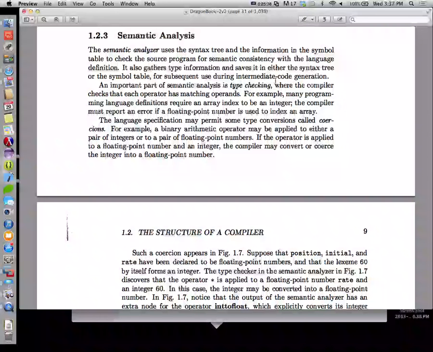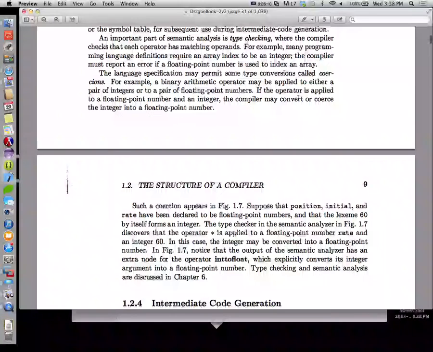for subsequent use during intermediate code generation. An important part of the semantic analysis is type checking, where the compiler checks that each operator has matching operands. That is, the left and right value are appropriate values for the operation that we're trying to do. For example, many programming languages require an array index to be an integer. The compiler must report an error if a floating point number is used to index an array, like array at bucket 1.3 or something like that. Okay.